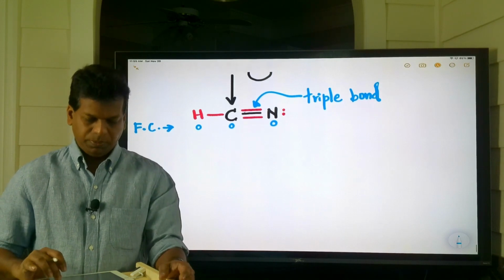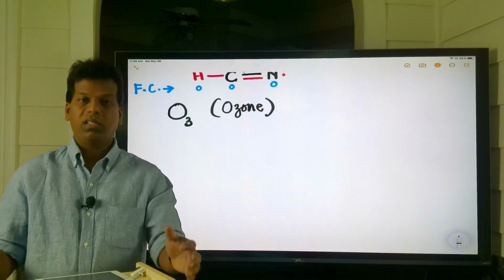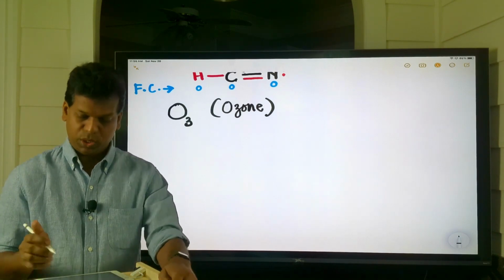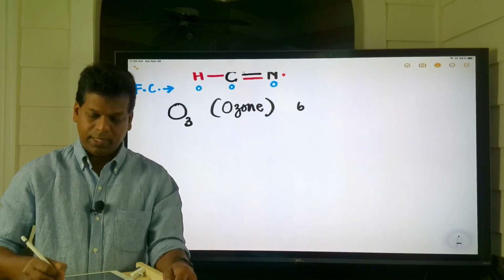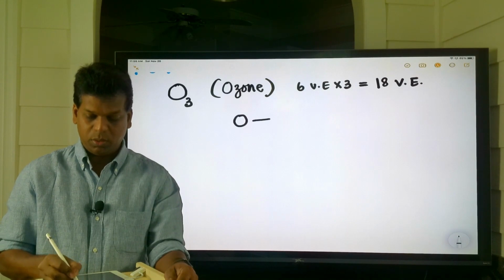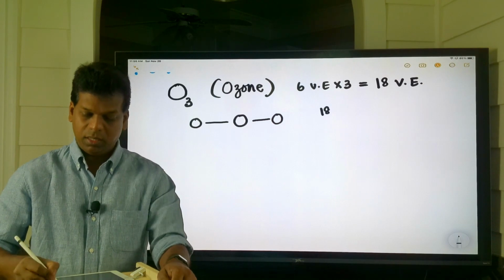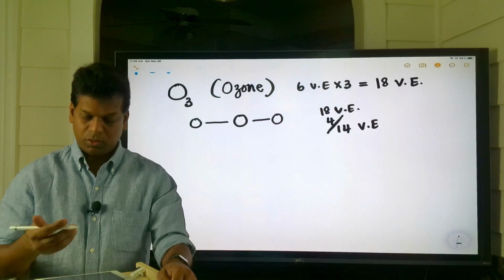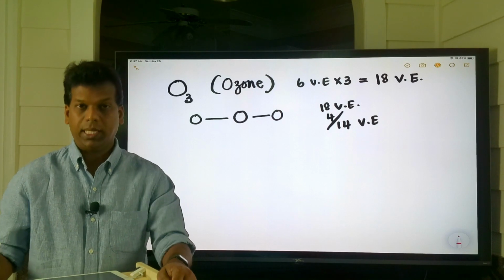Let's take another one. Let's take O3, the ozone molecule. There are 3 oxygens. We can still follow the same procedure we discussed. With 3 oxygens, there are 18 valence electrons. Let's say this oxygen is the central one, then there should be 2 oxygens bonded to it. So 2 lines, 4 electrons. Out of the 18, you used 4 electrons. There are 14 left. Now distribute those electrons on the terminal atoms first.